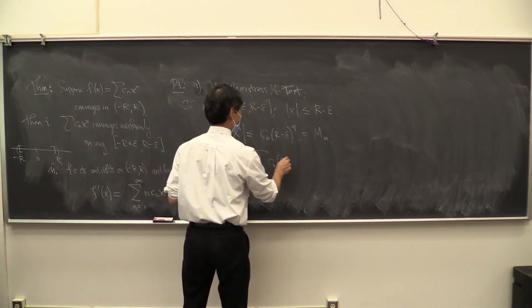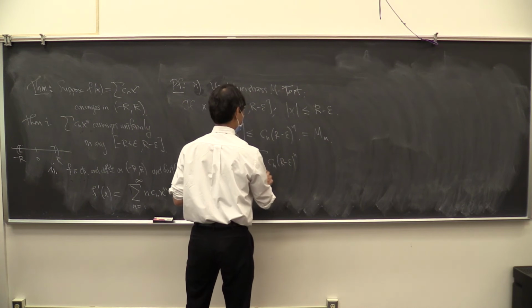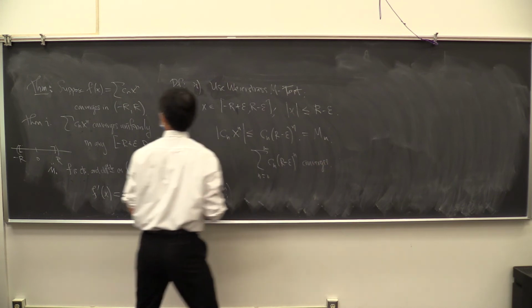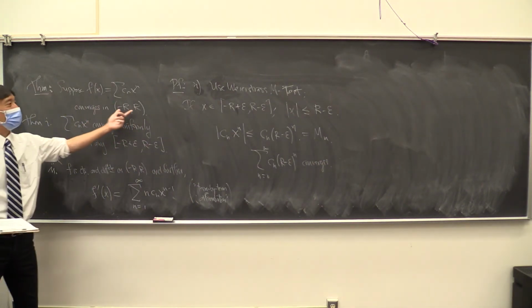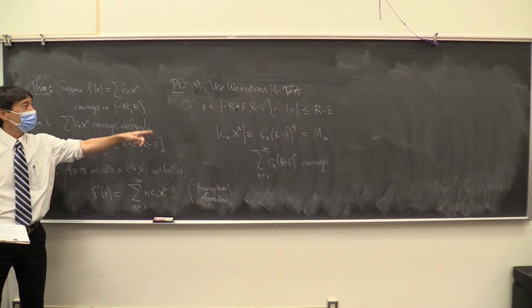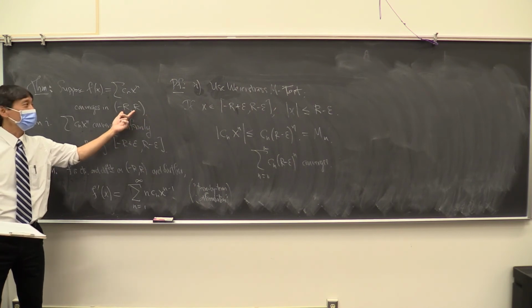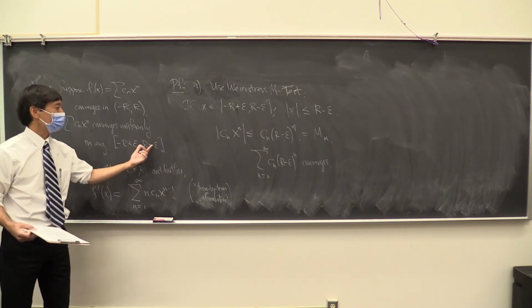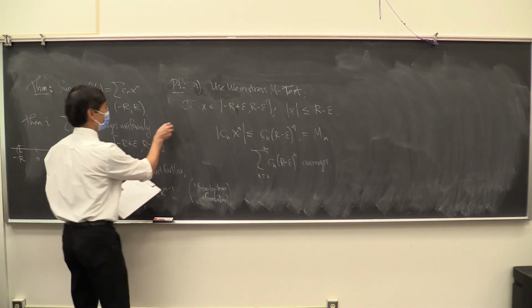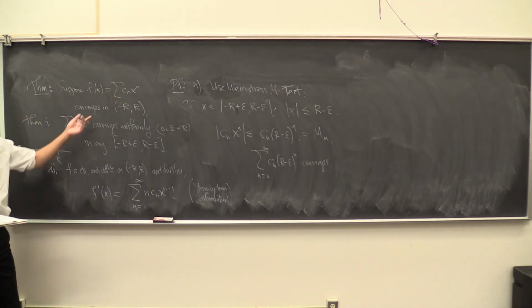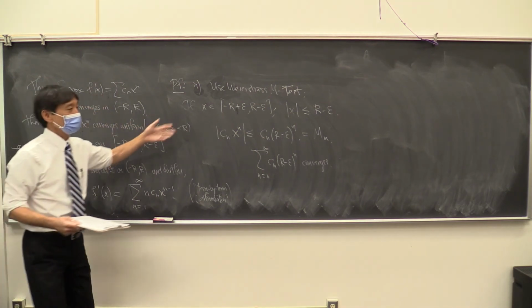This thing converges. The sum of c sub n (r minus epsilon) to the n from n equals 0 to infinity converges. Why? Because this thing converges on negative r to r, so it certainly converges at r minus epsilon. R minus epsilon is sitting inside here. Of course, epsilon is chosen so that epsilon is smaller than r. Okay, so we're done.